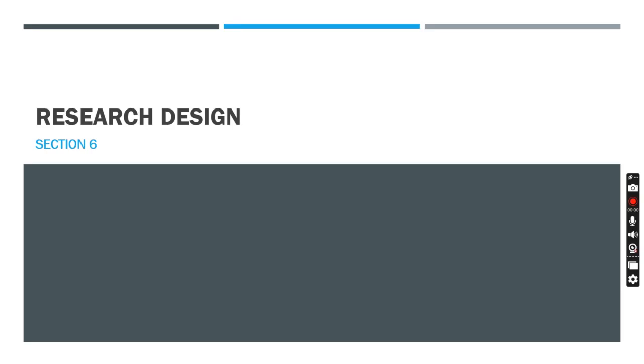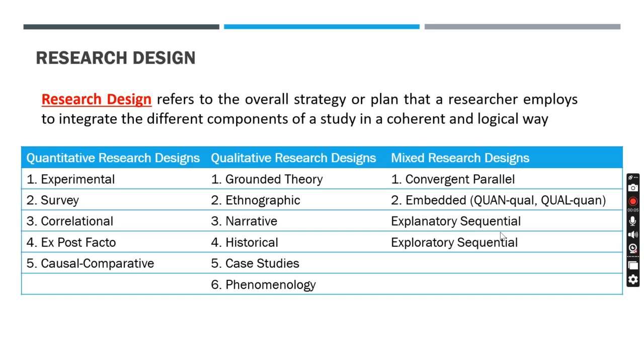The final section we are going to talk about is research design. What exactly is a research design? When we talk about research design, it is an overall strategy or plan that the researcher employs to integrate the different components of a study in a coherent and logical way. That means, how are we going to approach the study we have?